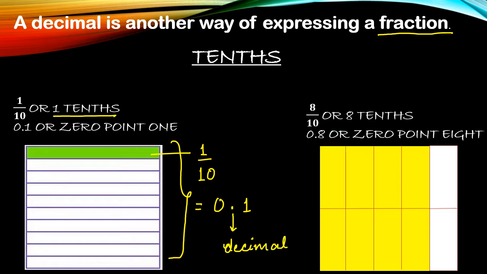Similarly, if we take 8 parts out of 10, then the fraction is 8 upon 10, or we can say 8 tenths. This 8 upon 10 is equal to 0.8 in decimals.